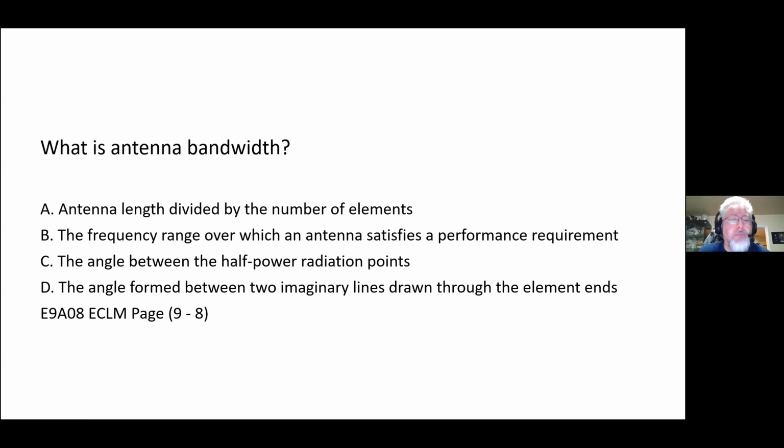What is antenna bandwidth? A, antenna length divided by the number of elements. B, the frequency range over which an antenna satisfies a performance requirement. C, the angle between the half-power radiation points. Or D, the angle formed between two imaginary lines drawn through the element ends. Bravo. Bravo is correct. The frequency range over which an antenna satisfies a performance requirement.